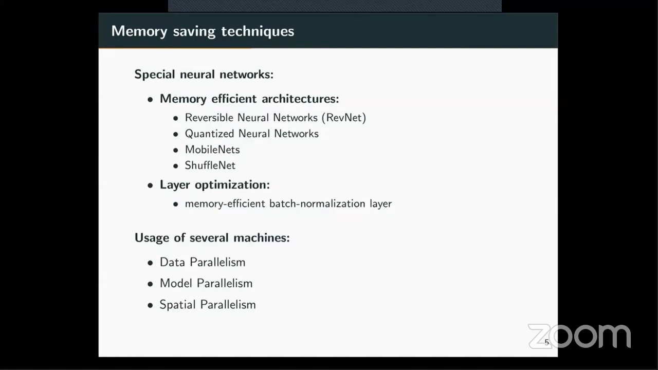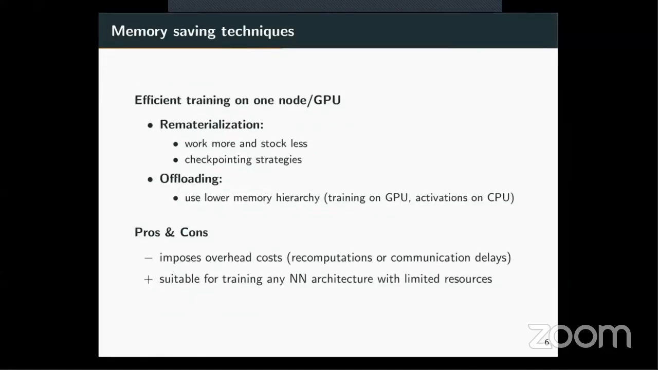Using several machines is an interesting approach that is very popular among data scientists. This includes data parallelism, model parallelism, spatial parallelism, and even their combination. Though it requires having more than one GPU, and the memory reduction is rather limited, or comes at the cost of a large communication overhead. In this work, we are interested in how to perform efficient training on one node.